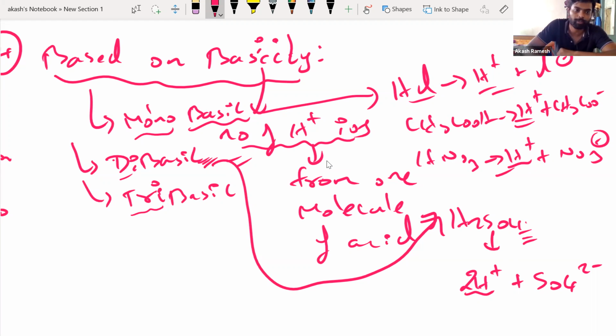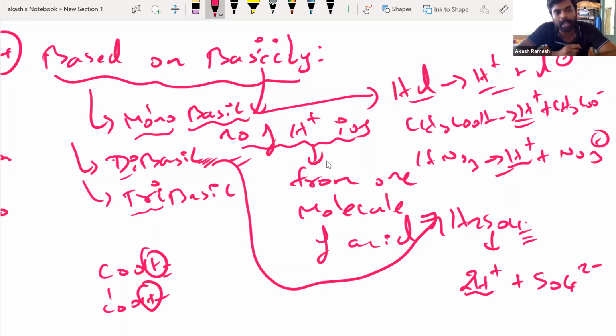One more example I can give you: oxalic acid. We know the formula, right? It has two COOH groups. Both this H plus and this H plus can come out. That is also going to be a dibasic acid. This is oxalic acid. Okay, fine. Tribasic acid, any examples?